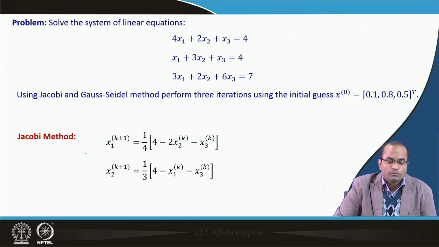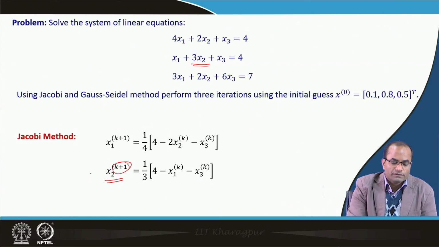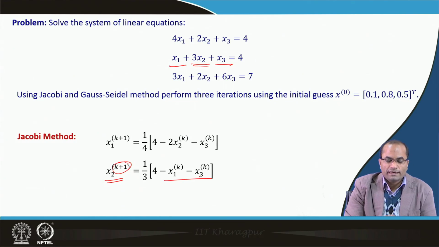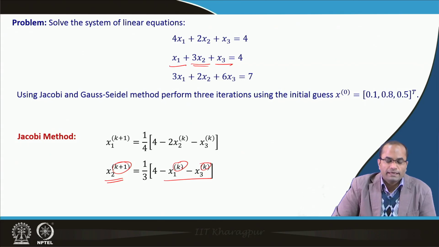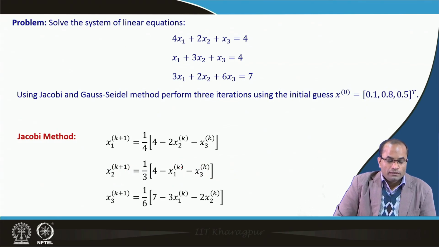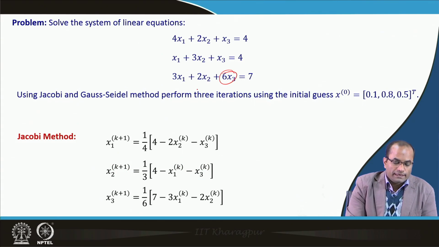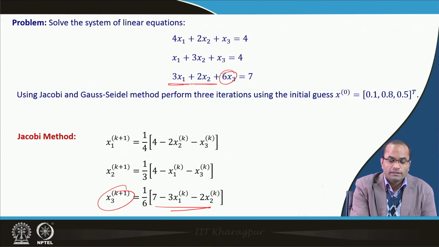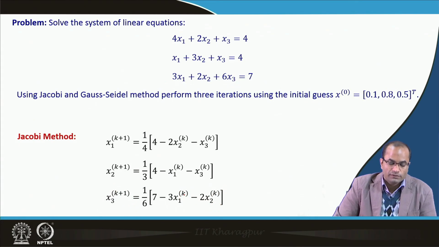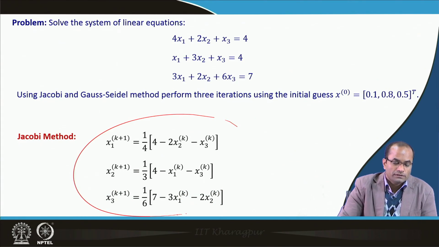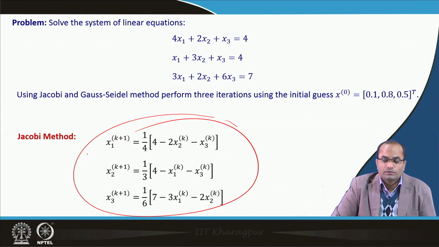Similarly, from the second equation we can perform for x2 after this (k+1)th iteration, taking x1 and x3 to the right hand side, putting them at the kth iteration. From the third equation, we will get this x3, and the 3x1 and 2x2 will go to the right hand side with these kth iteration values and so on. So, this is the iterative method, the Jacobi iteration method.